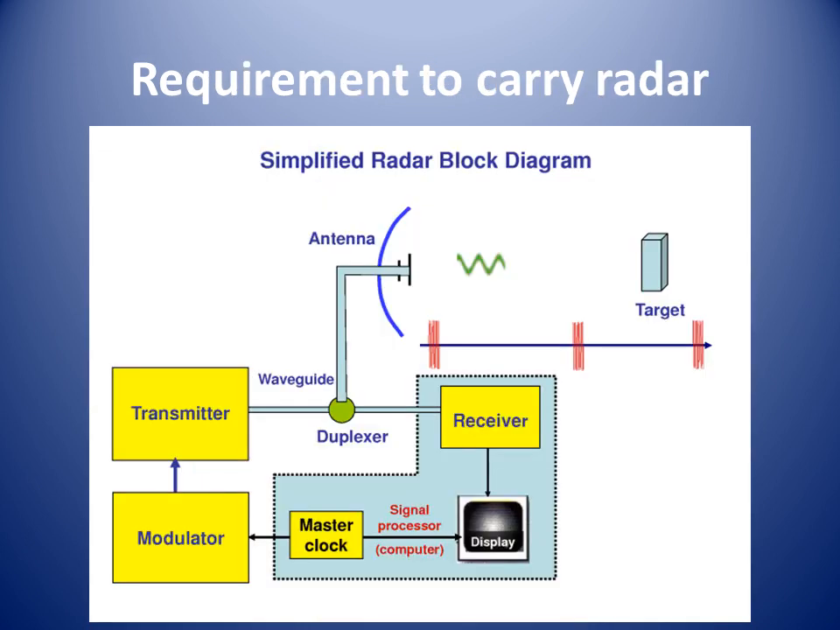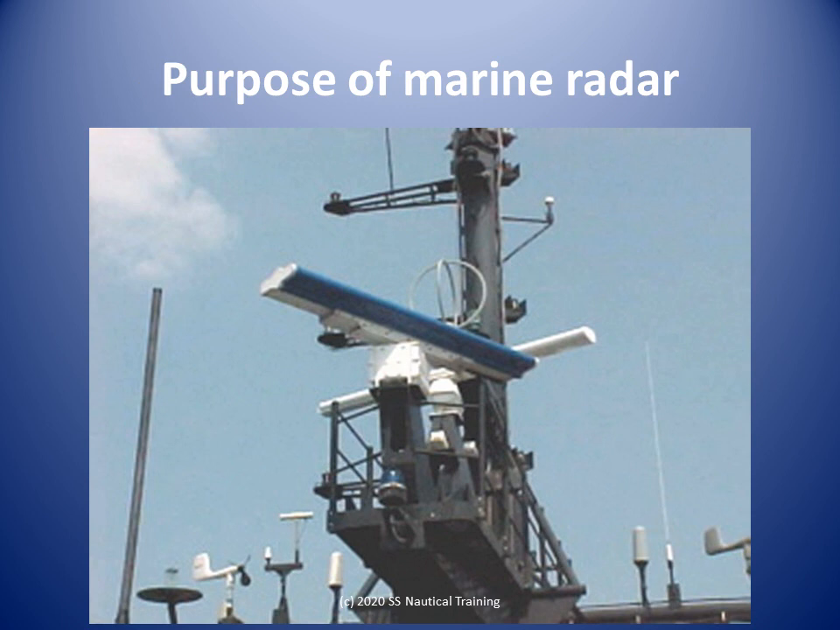All ships of 300 gross tonnage and above and all passenger vessels shall be fitted with a 9 GHz radar and an electronic plotting aid. All ships of 500 GRT and above shall be fitted with an automatic tracking aid to plot the range and bearing of other targets.